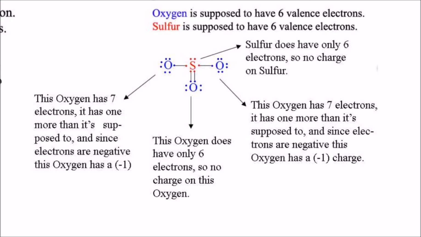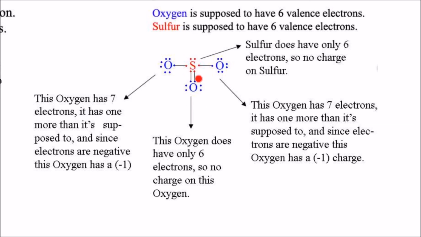Okay, let's take a look at this oxygen. It's got 1, 2, 3, 4, 5, 6, and it's got 1 out of this bond here. That makes 7. Oxygen is supposed to have 6 valence electrons. This one has 7 valence electrons right now. That means that it's got 1 more electron than it's supposed to have. So this oxygen has a -1 formal charge. This oxygen looks exactly like this oxygen does, so it's going to have a -1 formal charge for the same reason.